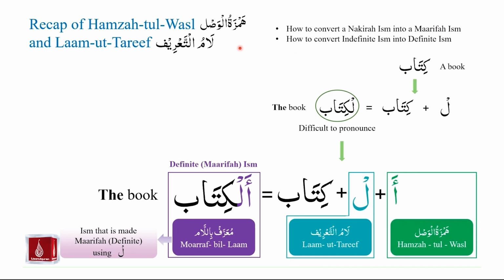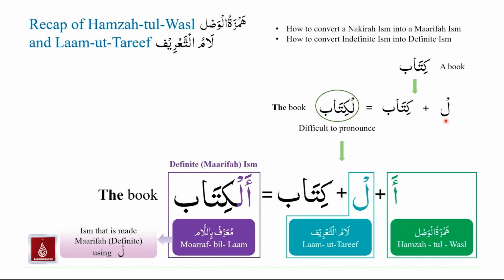Let's recap Hamzatul Wasl and Lamut Tarif. We studied how to convert a nakra ism or indefinite ism into a marifa or definite ism. We used the example of the ism kitab, which means a book. We took the word kitab and we added lam to it with the sukun on it. This lam with the sukun on it is lamut tarif.